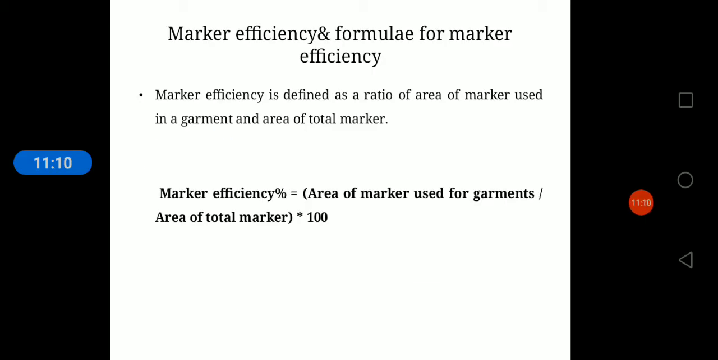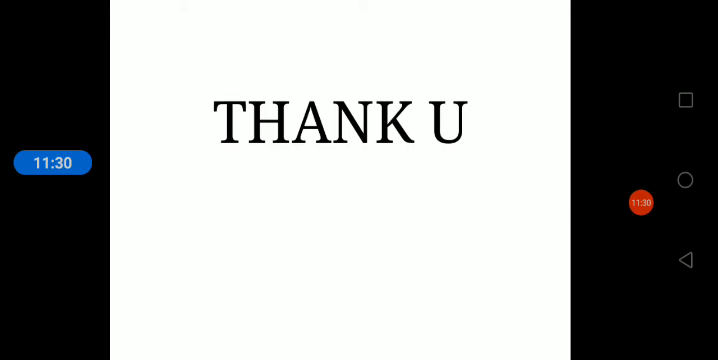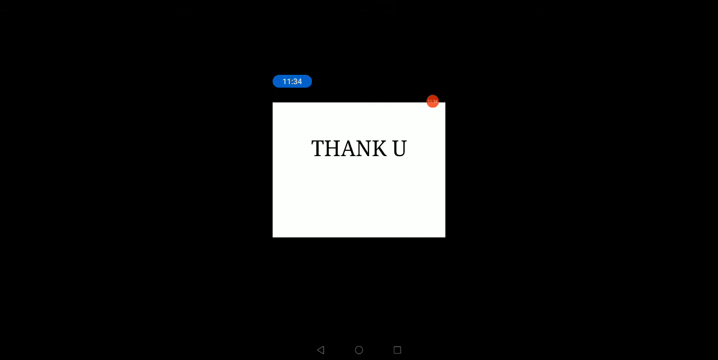So, marker efficiency. Marker efficiency is defined as the ratio of the area of the marker used in a garment and the area of the total marker. Marker efficiency equals the area of markers used for garments divided by the area of the total marker, multiplied by 100. So this is about the importance of markers and the different types of markers used. Okay, thank you.